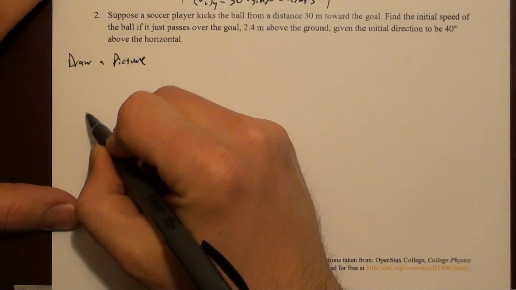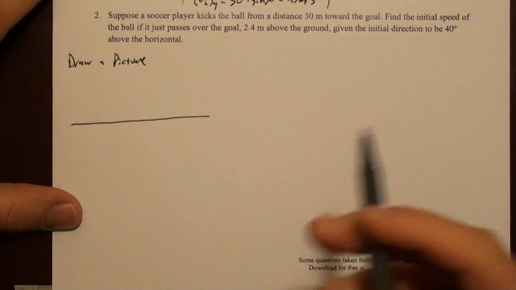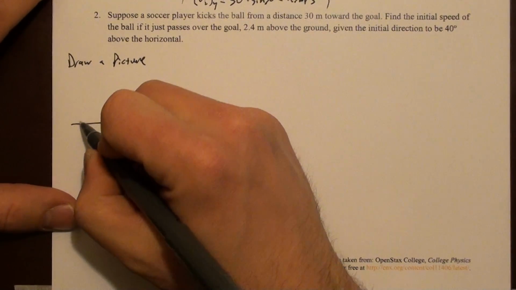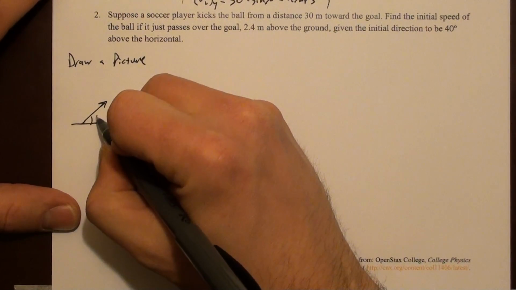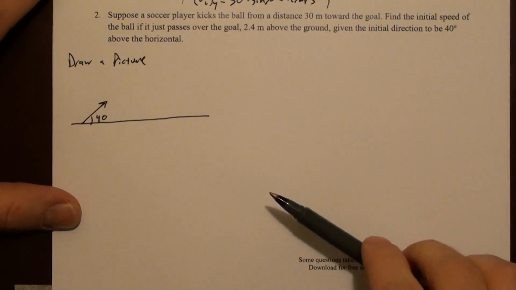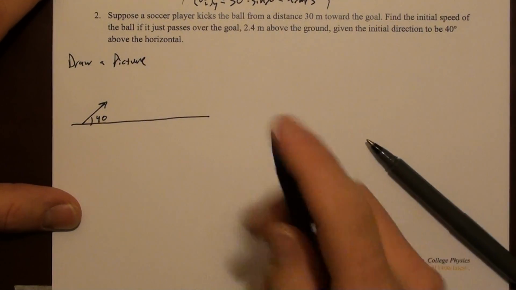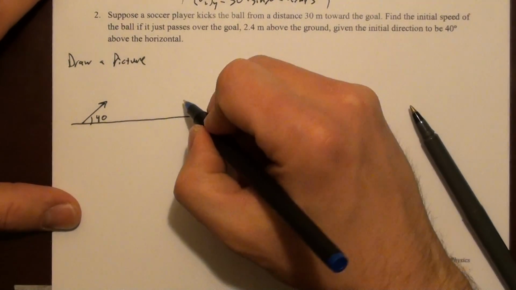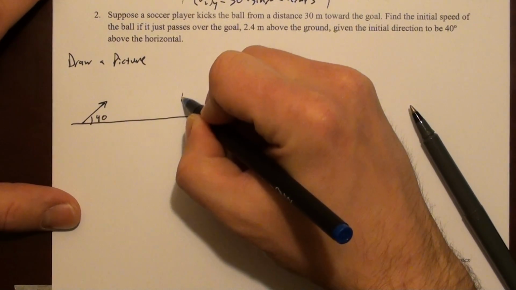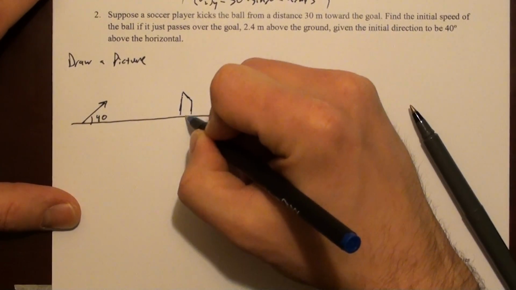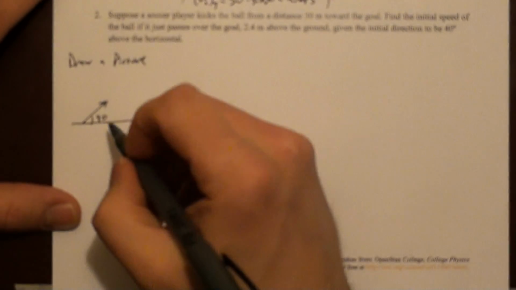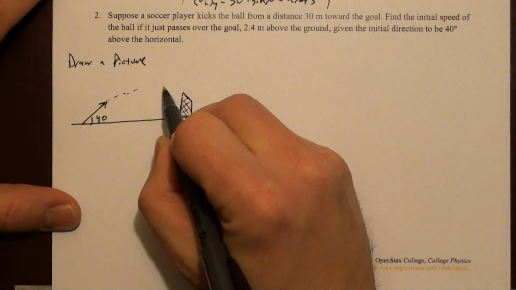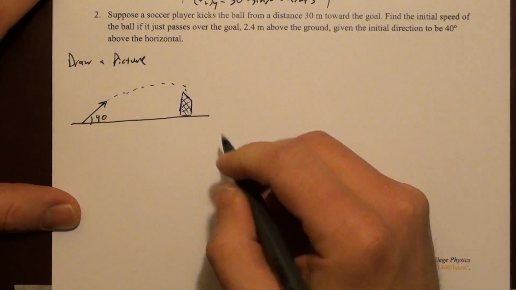And maybe draw the ground. With this kicked at 40 degrees, so it's nearly equal x and y velocities. Okay, we can draw a goal over here, maybe right here. And the trajectory of this ball. Something like this.